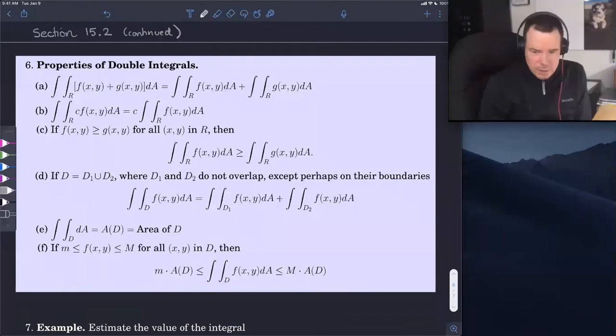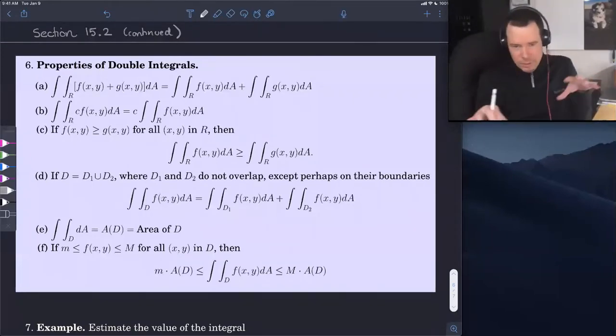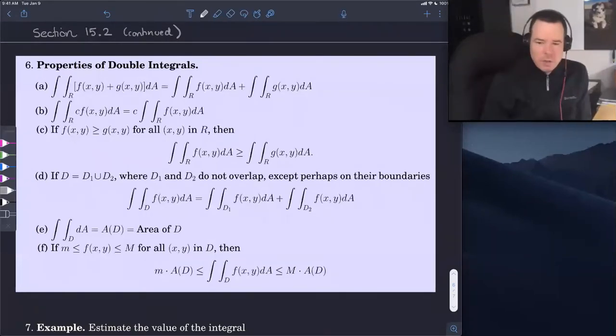The next part is if we have our domain D broken up into two domains that do not overlap, then we can do the integrals over each of those domains separately. So perhaps we're interested in finding the double integral of a function over two circles that are apart from each other. Then we just do the individual integrals over each of those two circles and then add the results.